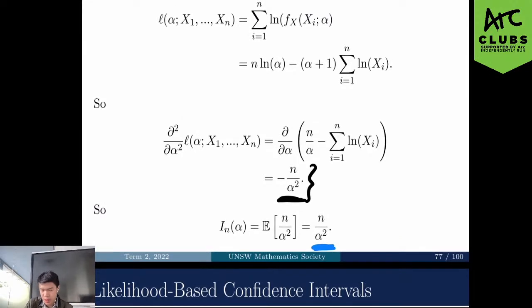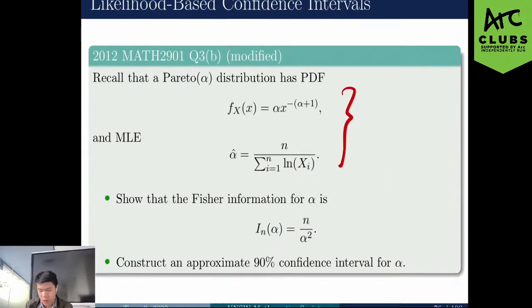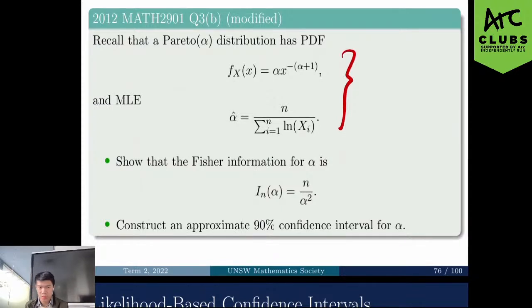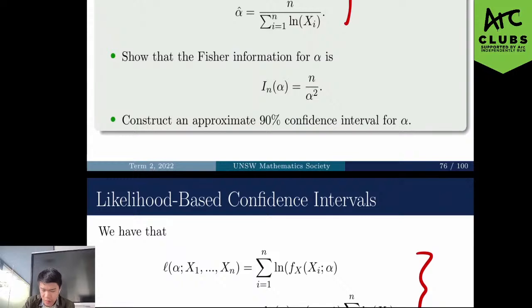If this second derivative had x's in it, we might need to use some of the expectation formulae we have about x, but in this case it's just equal to n on alpha squared. Cool. And they want us to construct an approximate 90% confidence interval. So in this case, alpha, well I shouldn't say alpha because we've got an alpha we're estimating. Let's just say this is a 1 minus 0.01% confidence interval.